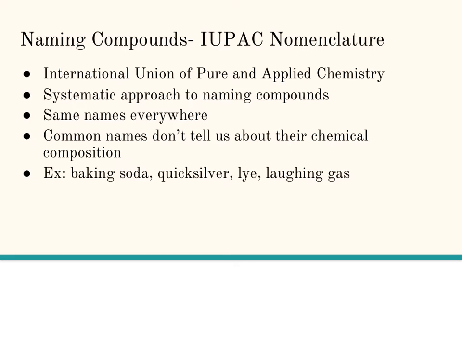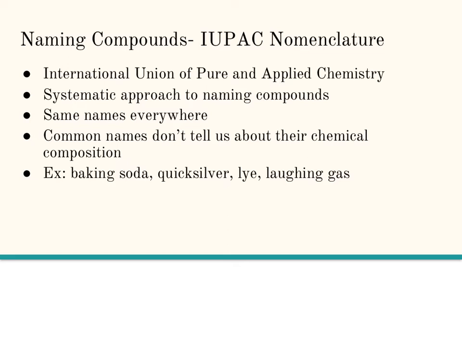So the term systematic means that once you understand the system for naming compounds, you can then name pretty much any of the chemical compounds that are out there, instead of having to memorize the names. So there is a system in which chemical compounds are named, and that is what you are going to be learning. Because this is an international organization, the names that we use are the same names everywhere.